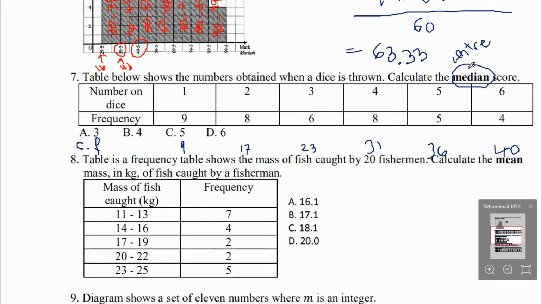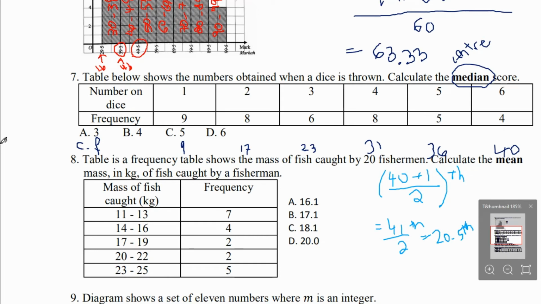Okay, to find the median is the center. So altogether we have 40 numbers of dice here. So 40 is an even number, so we have to plus 1, then we divide it by 2. Okay, so this one will have 41 divided by 2 th, and this is equal to 20.5th. Okay, what's the meaning of this?